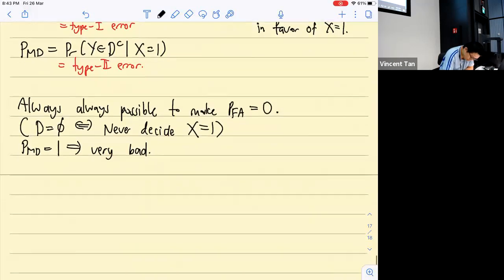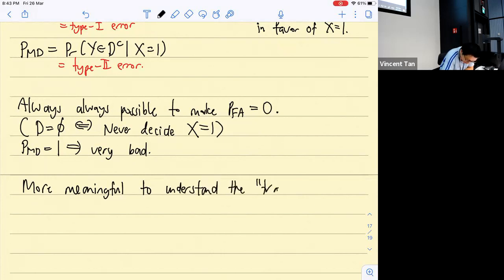Right? So what is more meaningful? It is more meaningful to understand the trade-off, and this is the key word that we will emphasize next time. The trade-off between the two probabilities, two error probabilities. Okay, so we want to understand the trade-off.